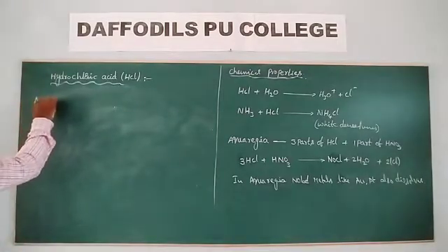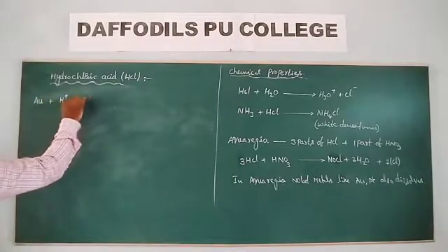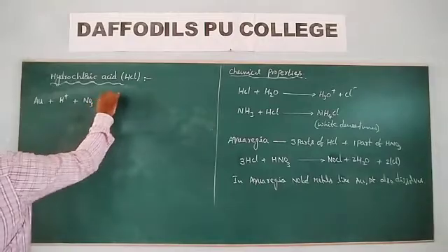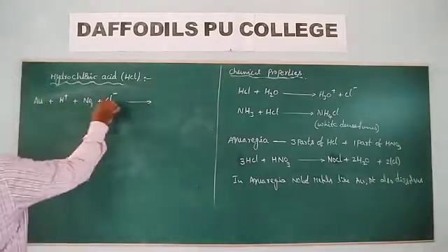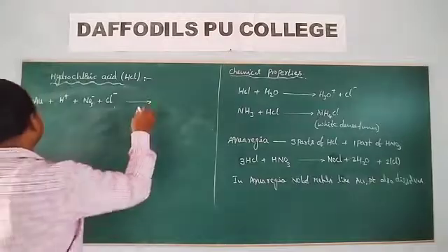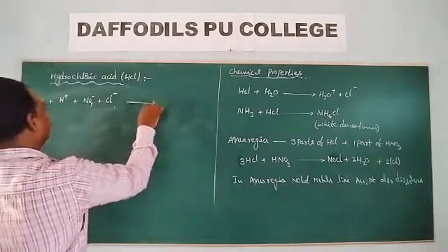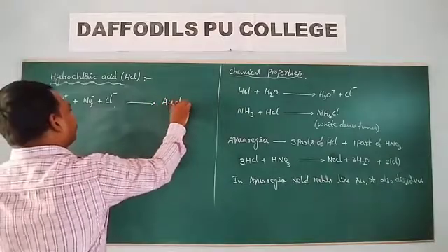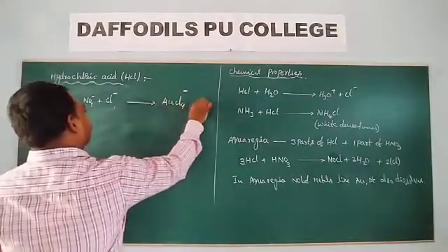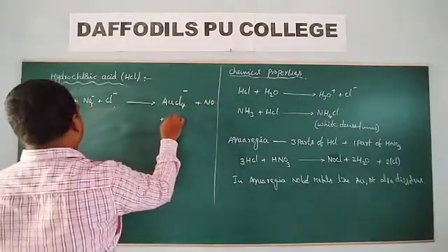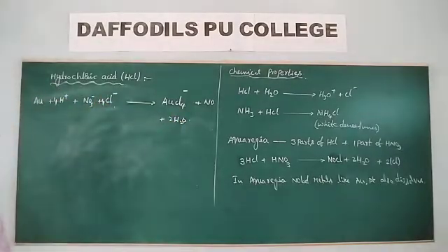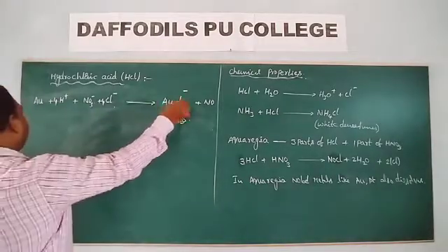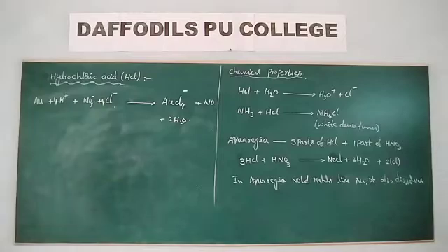So I am taking gold. When gold reacts with aqua regia, HCl and HNO3, this is the balanced equation: AuCl4 minus plus NO plus 2H2O.